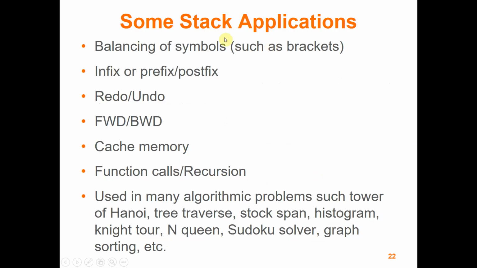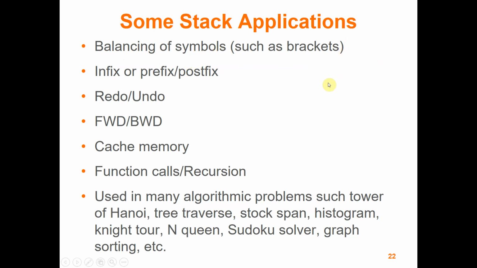Some other stack applications that we'll see, some of them in this lecture later on, would be balancing of symbols that happens in many compilers. So for example, if you open a bracket but you forget to close it, the compiler would show you an error and let you know that you forgot to close a bracket. This is for round brackets, which are parentheses, square brackets, or braces, curly brackets. So how this is done, it's done using stacks.